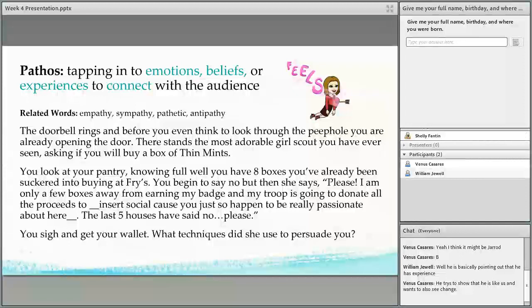What techniques did she use to persuade you? So how did she tug at your heartstrings? How did she use pathos?